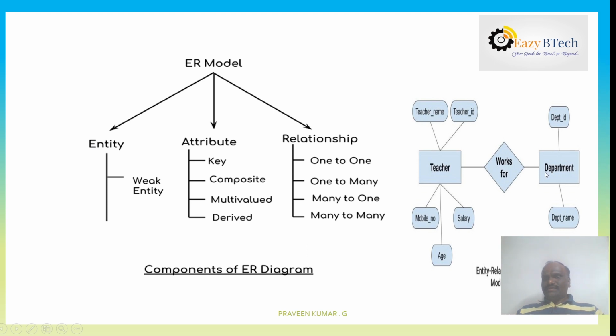This is a relationship. We represent a relationship by using the diamond symbol. Here teacher name, teacher ID, department ID, and department name are the attributes. Attributes are represented with the ellipse symbol, and lines are the links. Lines are used for linking between the attribute and entity, and between the relationship and entity set. This is what we call a teacher entity set, and this is a department entity set. The department entity set has 2 attributes, and the teacher entity set has around 5 attributes.